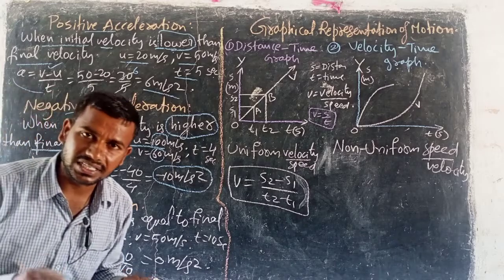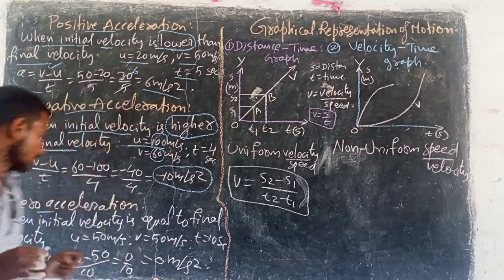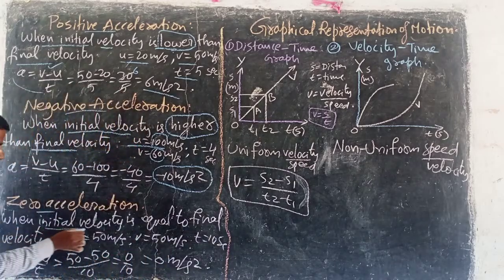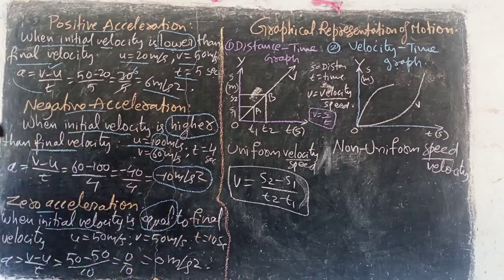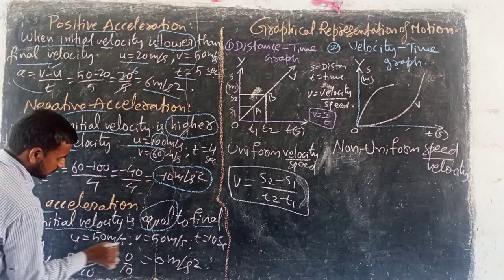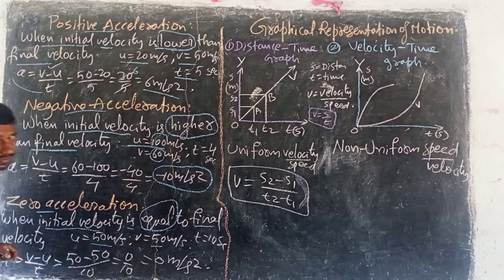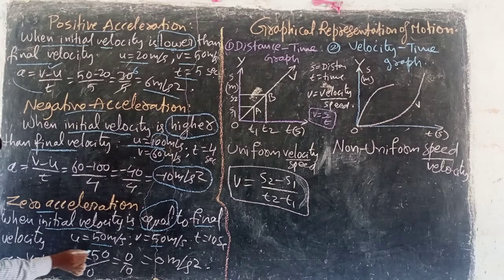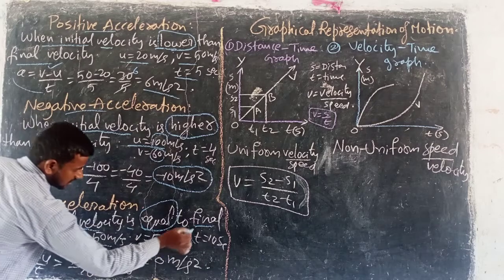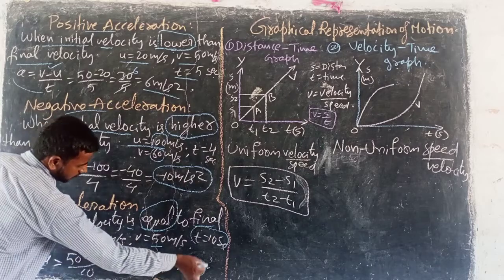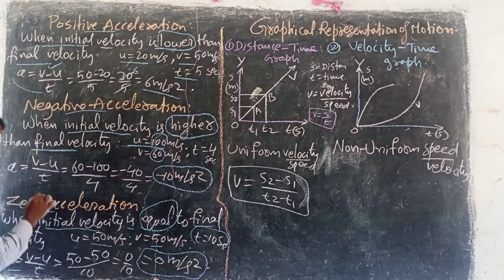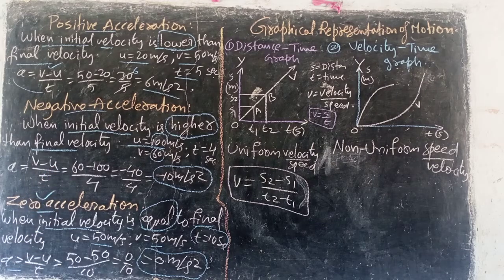Next, zero acceleration. What is zero acceleration? When initial velocity is equal to final velocity. Here initial velocity is 50, final velocity is 50 meter per second. Formula wise, a is equal to v minus u by t: 50 minus 50 by 10. Time t, 10 seconds I take. So 0 by 10, 0 meter per second square. So it is called zero acceleration.